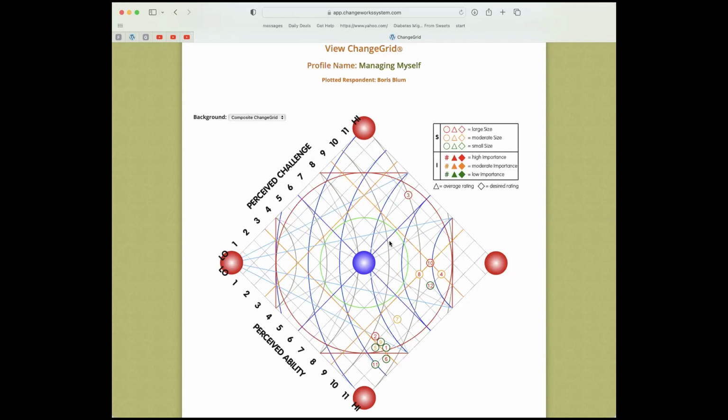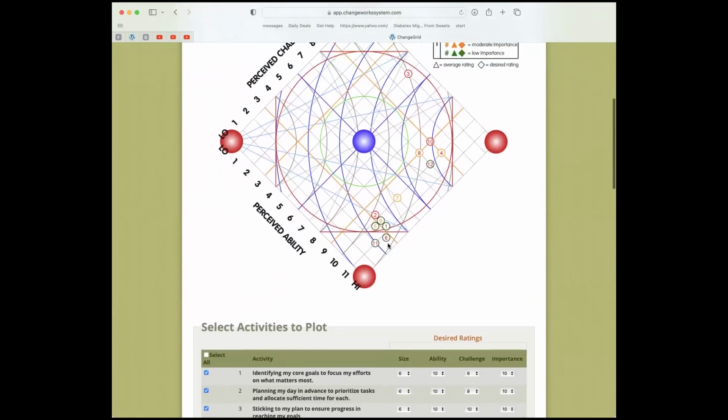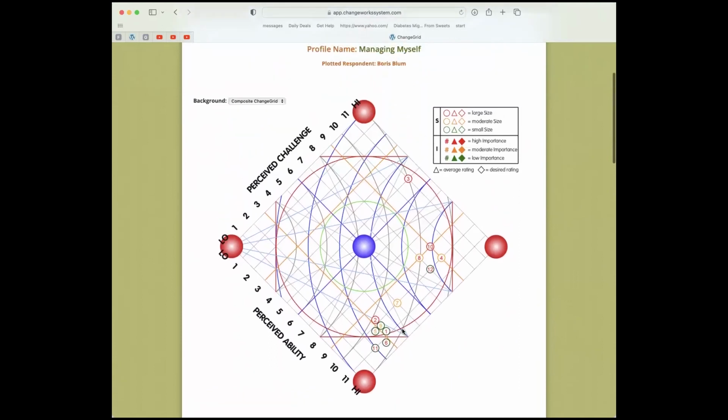So, because he's got, we would refer to these as camps have formed. So he's got one thing up here, activity number 3, for whatever reason, has him quite far up grid, sticking to his plan. Now look at this. Everything else, he gave his ability a 9, a 10, an 11, but sticking to his plan, he gave himself a 5. And he gave the challenge an 11 right there.